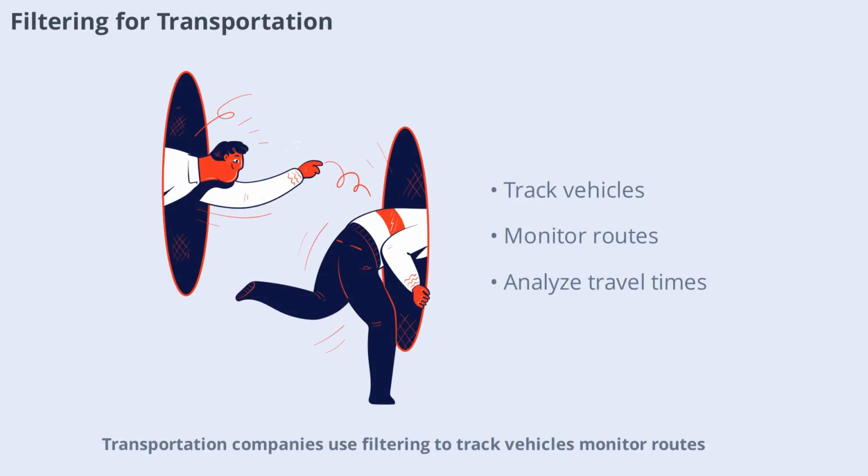Transportation companies use filtering to track vehicles, monitor routes, and analyze travel times. This helps them optimize schedules, reduce costs, and improve reliability.